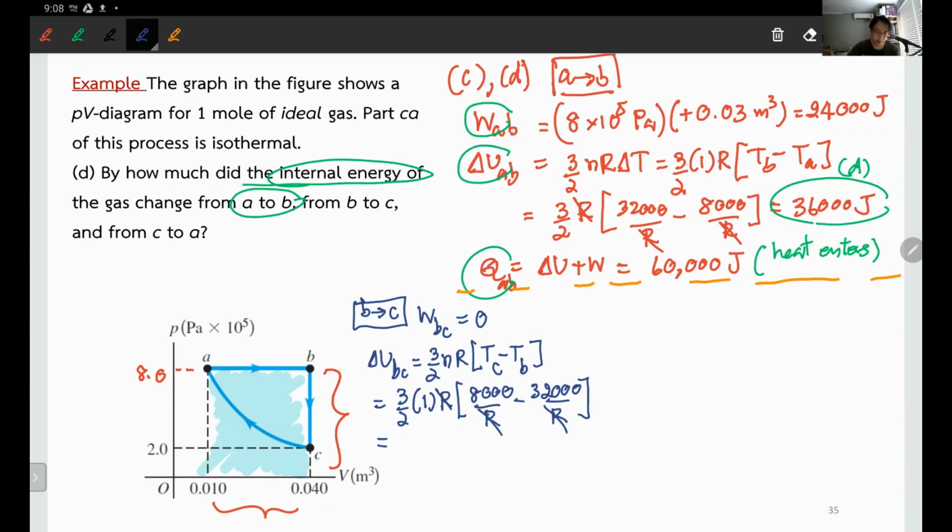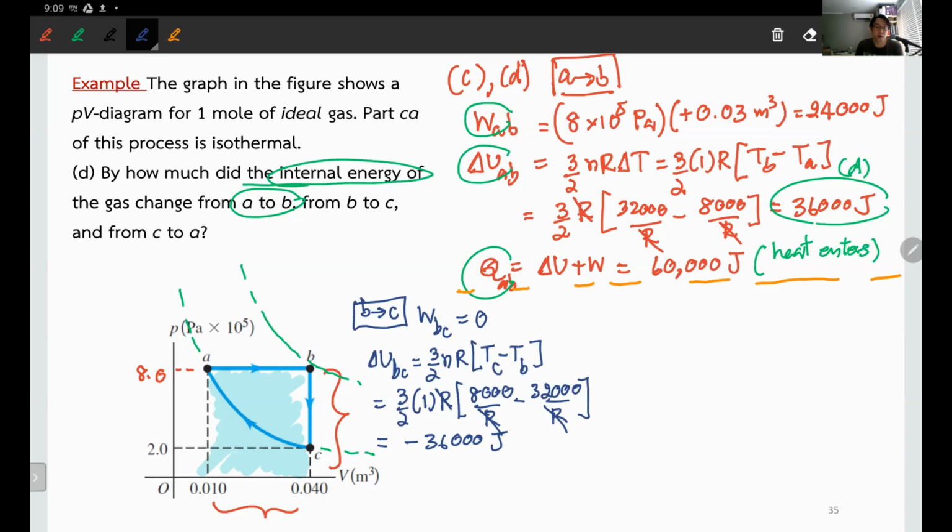Let me once again emphasize that you have this imaginary isothermal line here. So from B to C, you jump from a higher isotherm to a lower one. So that means there's going to be a reduction in temperature. So the delta U goes negative for sure. All right, and that's it. So I just do the calculation here, and it is negative 36,000 joule. There you go.